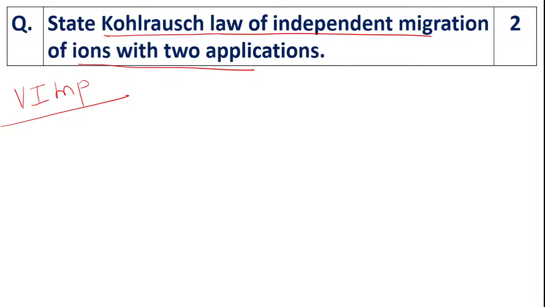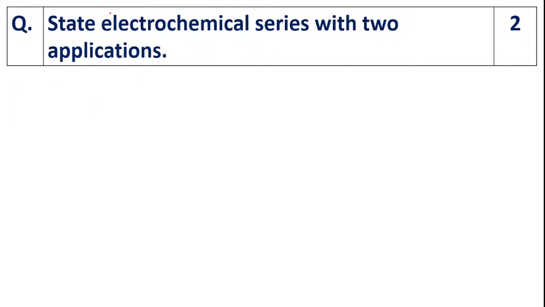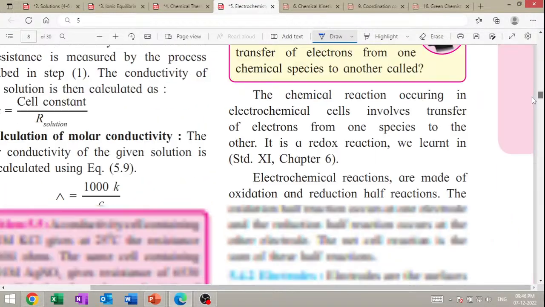Next question. So this is a very important question: Kohlrausch law of independent migration of ions with two applications for 2 marks. Next question: state the electrochemical series with two applications. Electrochemical series, what is it, and write any two applications. This is under electrochemistry.